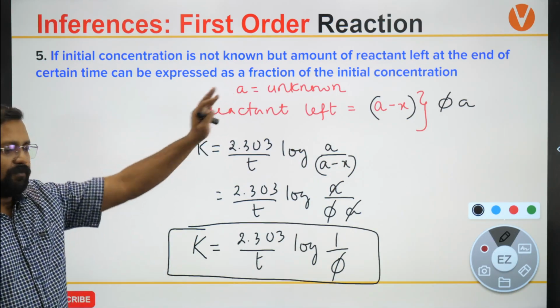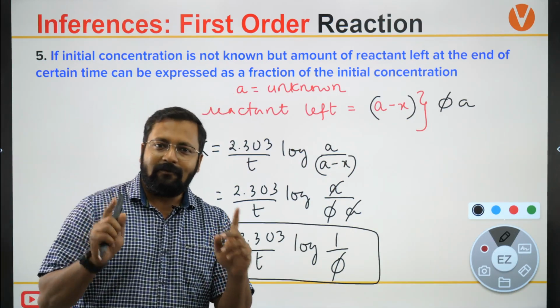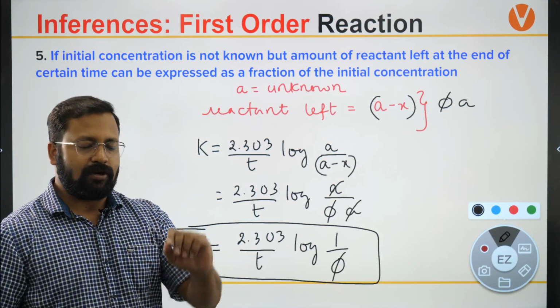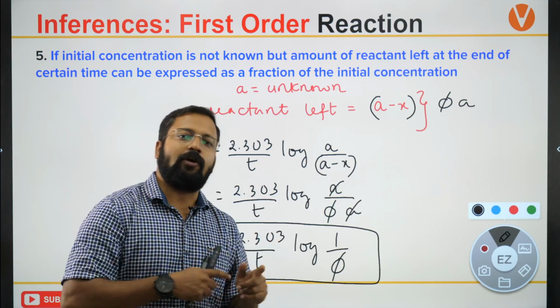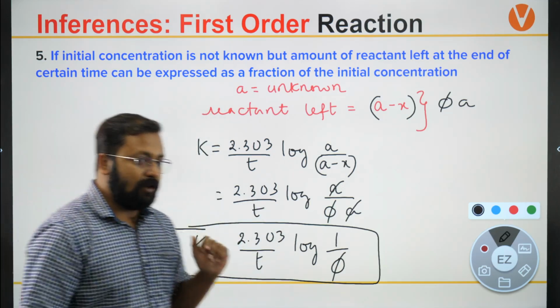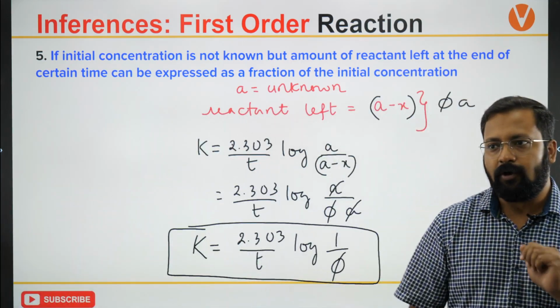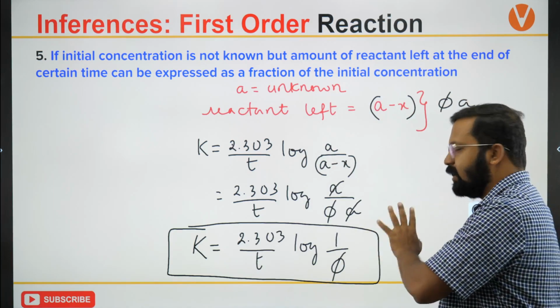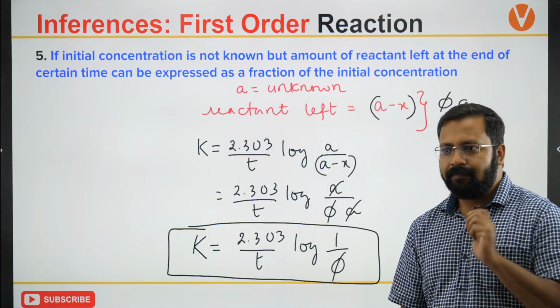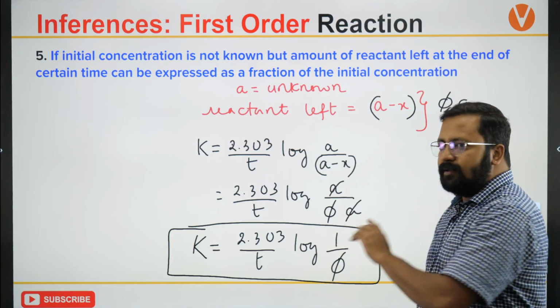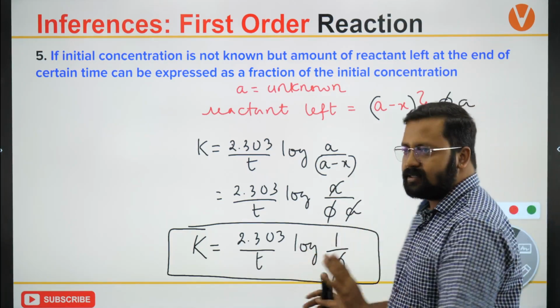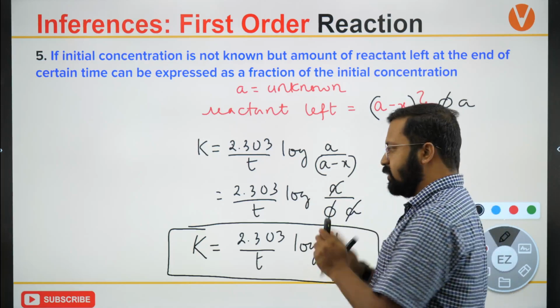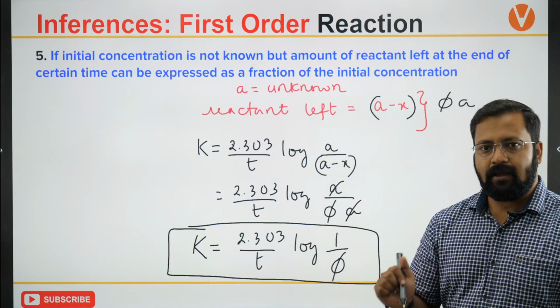So don't worry if you are not given the initial concentration. There could be a number of different ways the question can be formulated so that you get the value of the rate constant. Clear? Very simple. So everybody, if you have solved this, please take a note of this, please take a screenshot of this. We'll move on to the next inference.